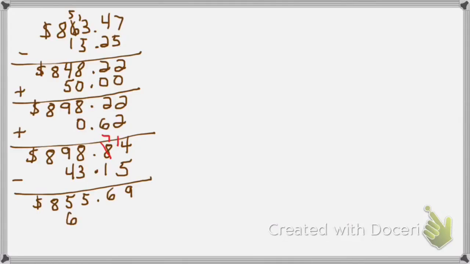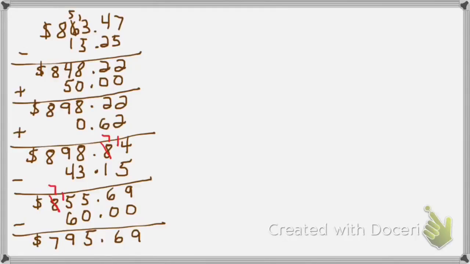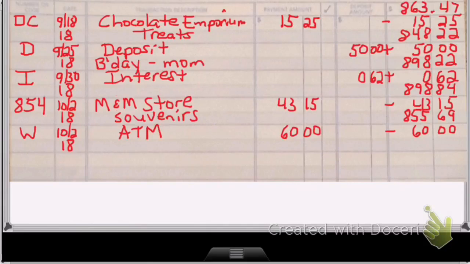Once again, add, subtract decimals, always straight decimals, so I line up my decimal and my digits to subtract my $60. 9 take away 0 is 9, 6 take away 0 is 6, bring down my decimal, 5 take away 0 is 5, 5 take away 6 I can't do, so I cross out the 8 to borrow, make it a 7, this becomes a 15, and 15 take away 6 is 9, 7 take away nothing is 7, so the new balance that I have is $795.69.